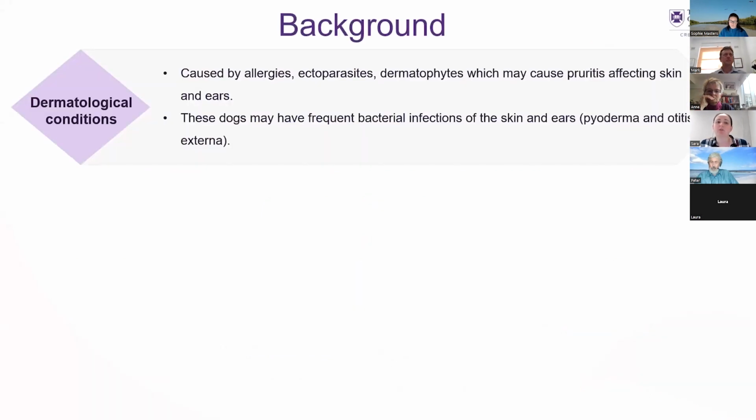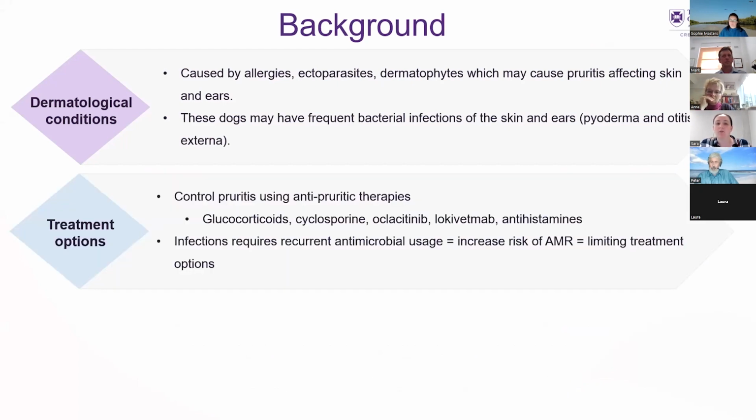So just to start, dermatological conditions affecting the skin and ears in dogs can be caused by allergies, ectoparasites, and dermatophytes. It can cause pruritus and secondary bacterial infections such as pyoderma and otitis externa. The main objective is to control the itch, and that can be achieved using anti-pruritic therapies such as glucocorticoids, cyclosporine, and ofloxacin. The secondary bacterial infections as well require recurrent antimicrobial usage, which can increase the risk of antimicrobial resistances and therefore may limit available treatment options in the future.